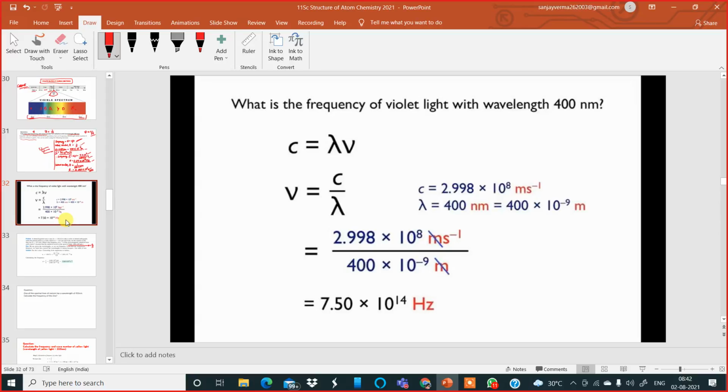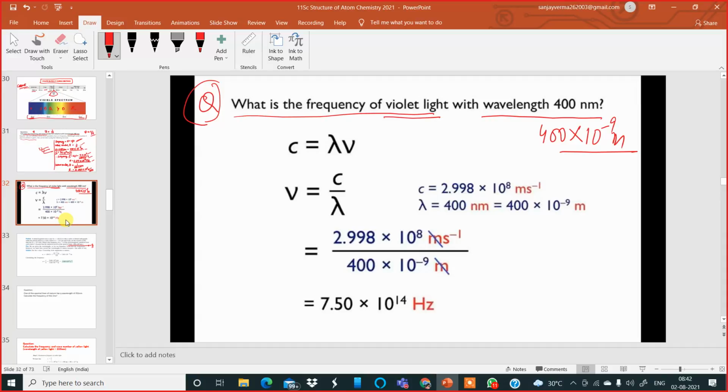There is another question, question number 2. What is the frequency of violet light? Violet light wavelength is given as 400 nanometer. So this 400 nanometer becomes 400 into 10 to the power of minus 9 meter.